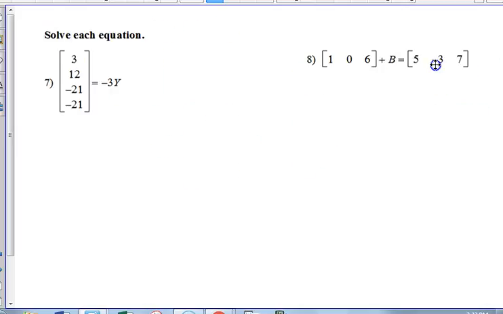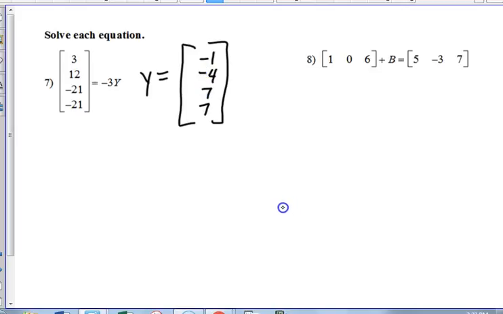Two quick questions that are just weird setups. This says this matrix came from multiplying some other matrix Y by negative 3. How would we undo that? Okay, so divide all those by negative 3 and we get what? Okay.